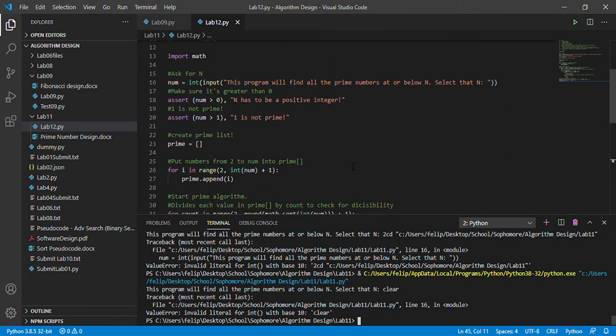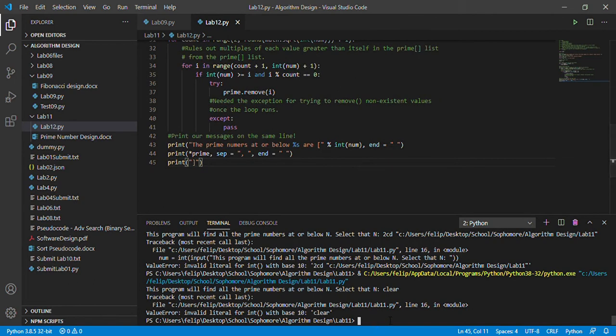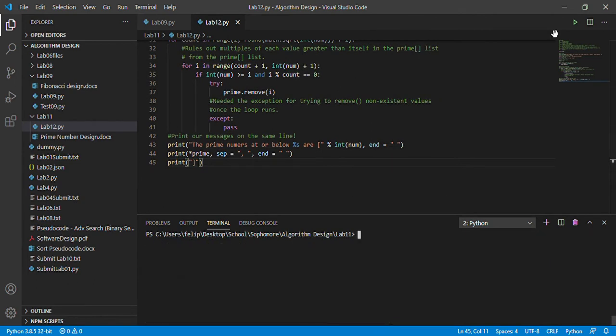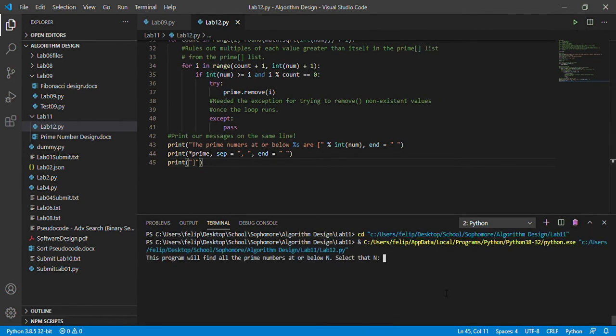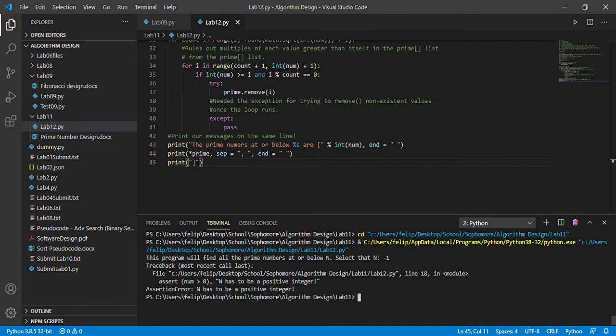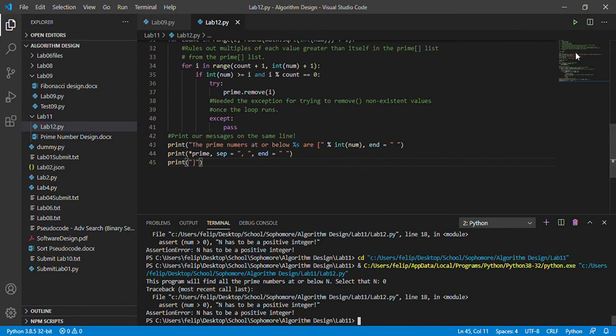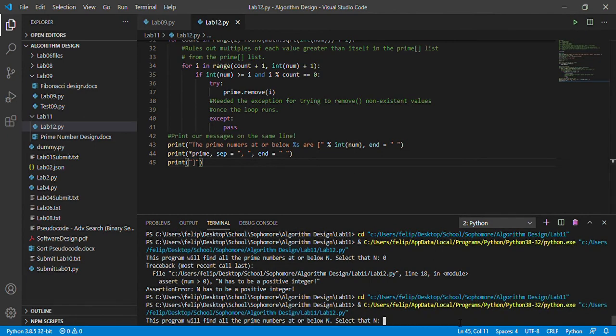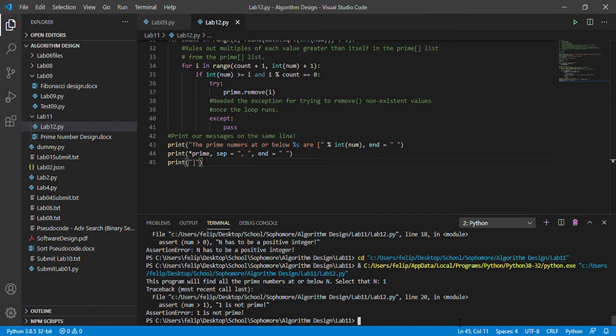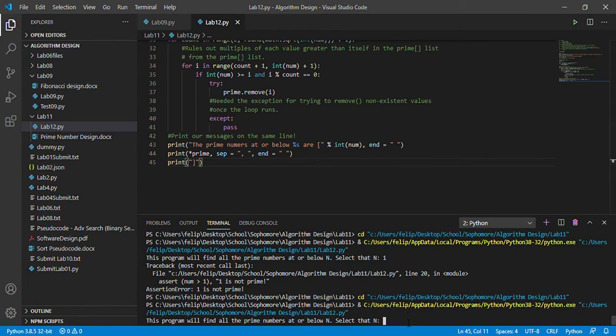Hello, so this is my prime number algorithm. So we start with the first test case of -1, which the tester catches the error that n has to be a positive integer. And the same thing happens when n is 0, and the same thing happens when n is 1, since 1 is not a prime number.